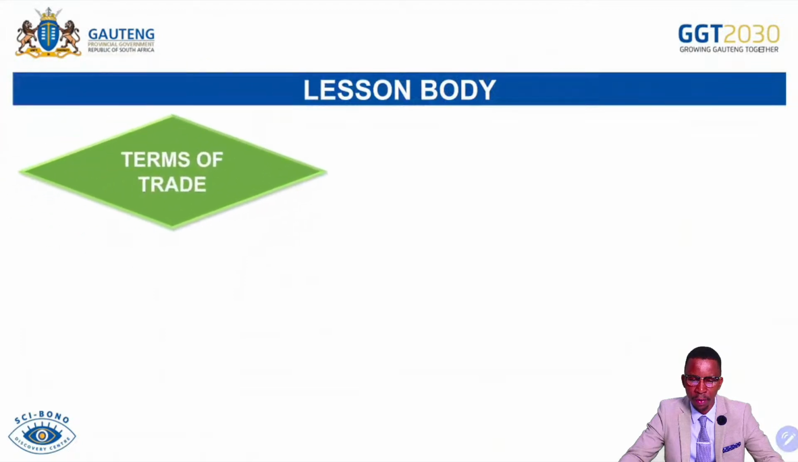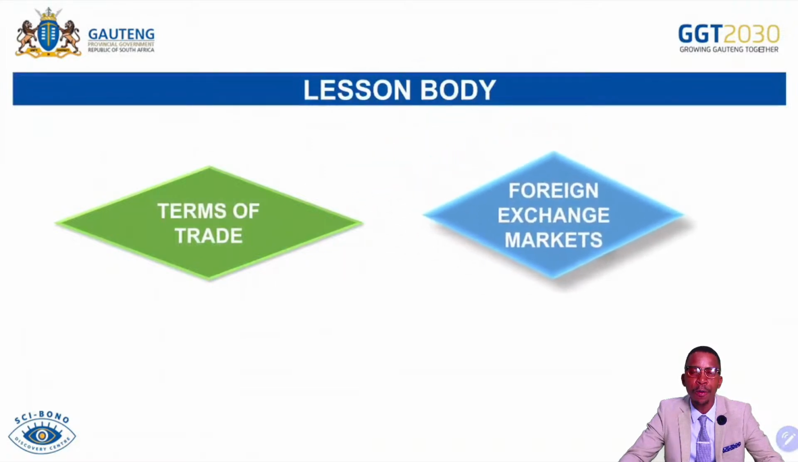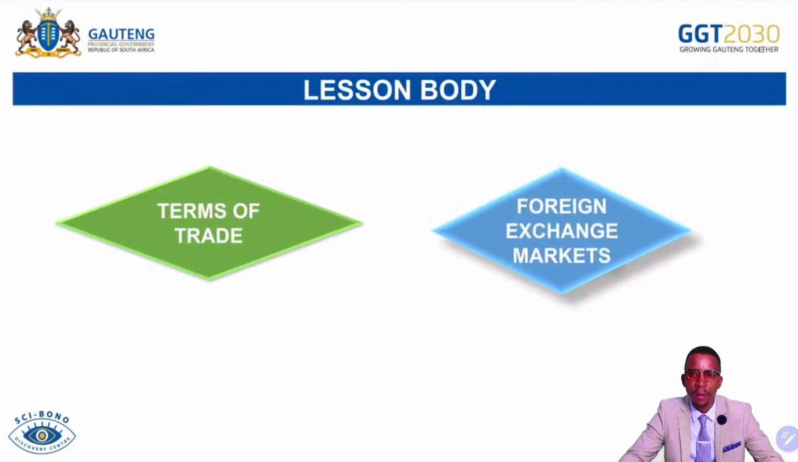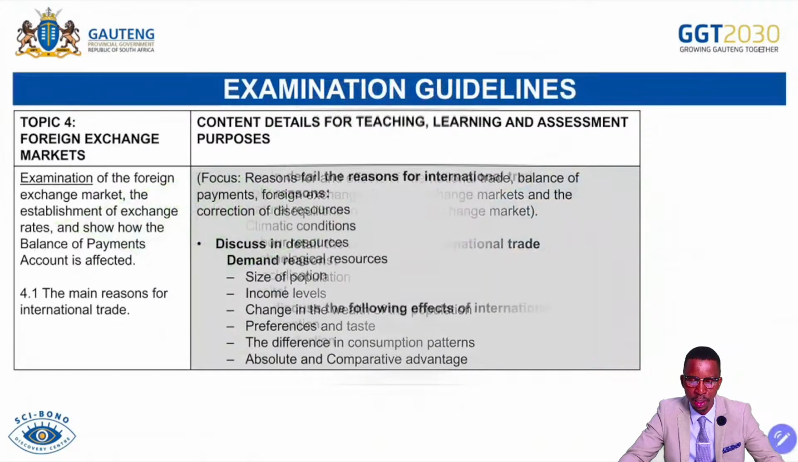So this is the board of our lesson. We're starting with terms of trade, which refers to the index of export prices to the index of import prices. And then we'll discuss the foreign exchange markets. Any lesson that starts here, we begin with the exam guideline. I will skip this one because last week this was covered as part of the exam guideline, under reasons for foreign trade as your essay. It was discussed last week.